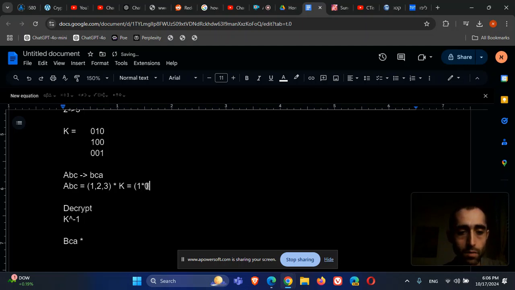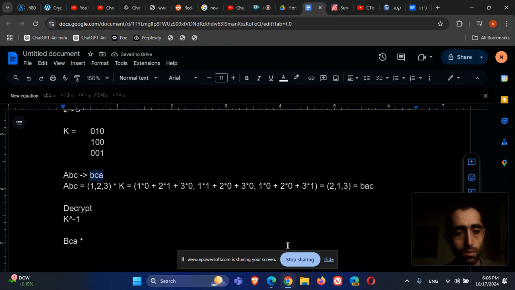So it will be 1 times 0 plus 2 times 1 plus 3 times 0. And the next one is 1 times 1 plus 2 times 0 plus 3 times 0. Of course, you see the pattern, so the last one will be 1 times 0 plus 2 times 0 plus 3 times 1, which is just 3. I get the places vector of 2, 1, 3. Therefore ABC will be converted to B, A, C.